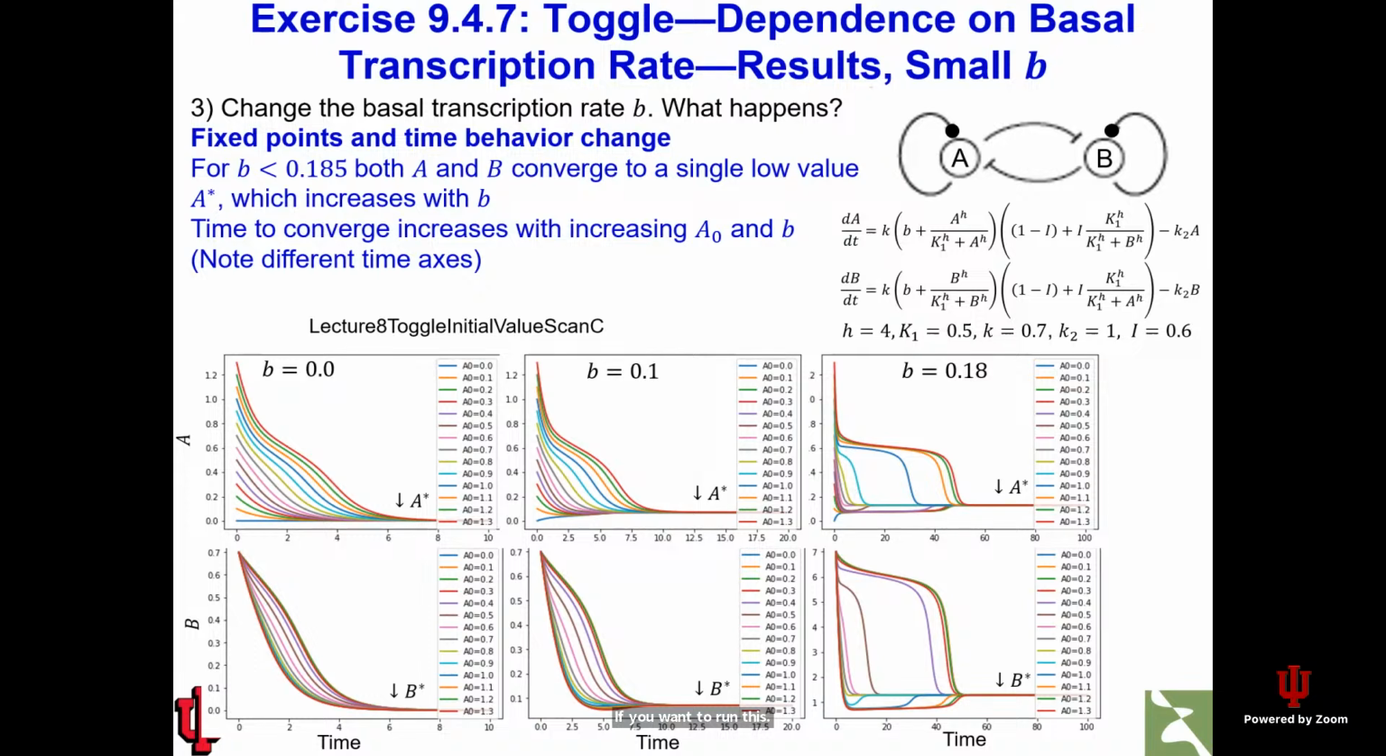What's the initial value of K? Oh, sorry, I didn't see that. 0.5, 0.7. A2 is 1.